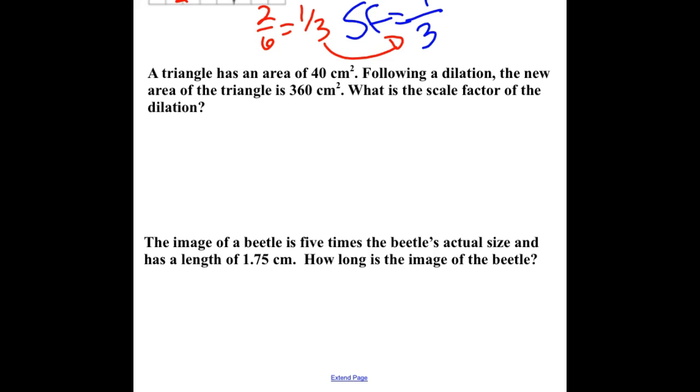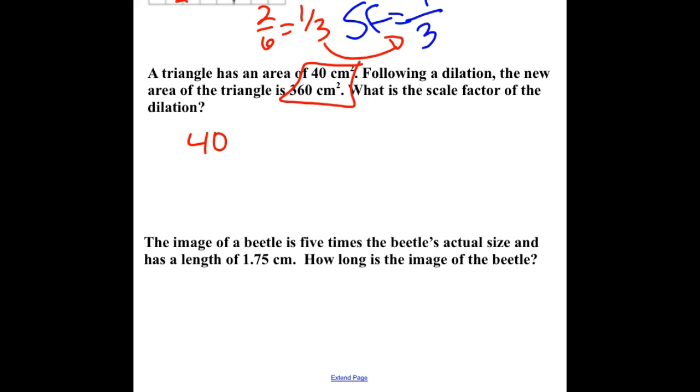Following a dilation, the new area of the triangle is 360 centimeters squared. What is the scale factor of the dilation? So we talked about this a little bit in chapter 9, and then again actually in chapter 11. So you have a triangle that's starting with an area of 40, okay, and then it's going to end up with having an area of 360.